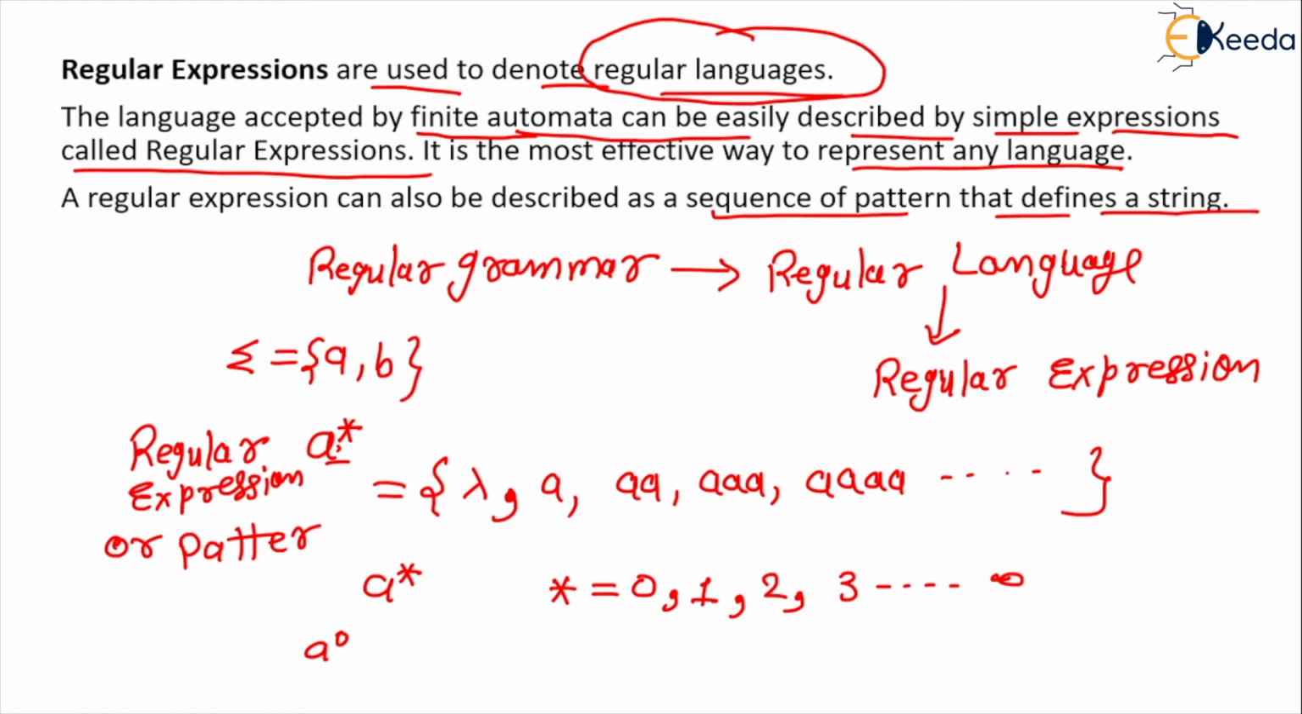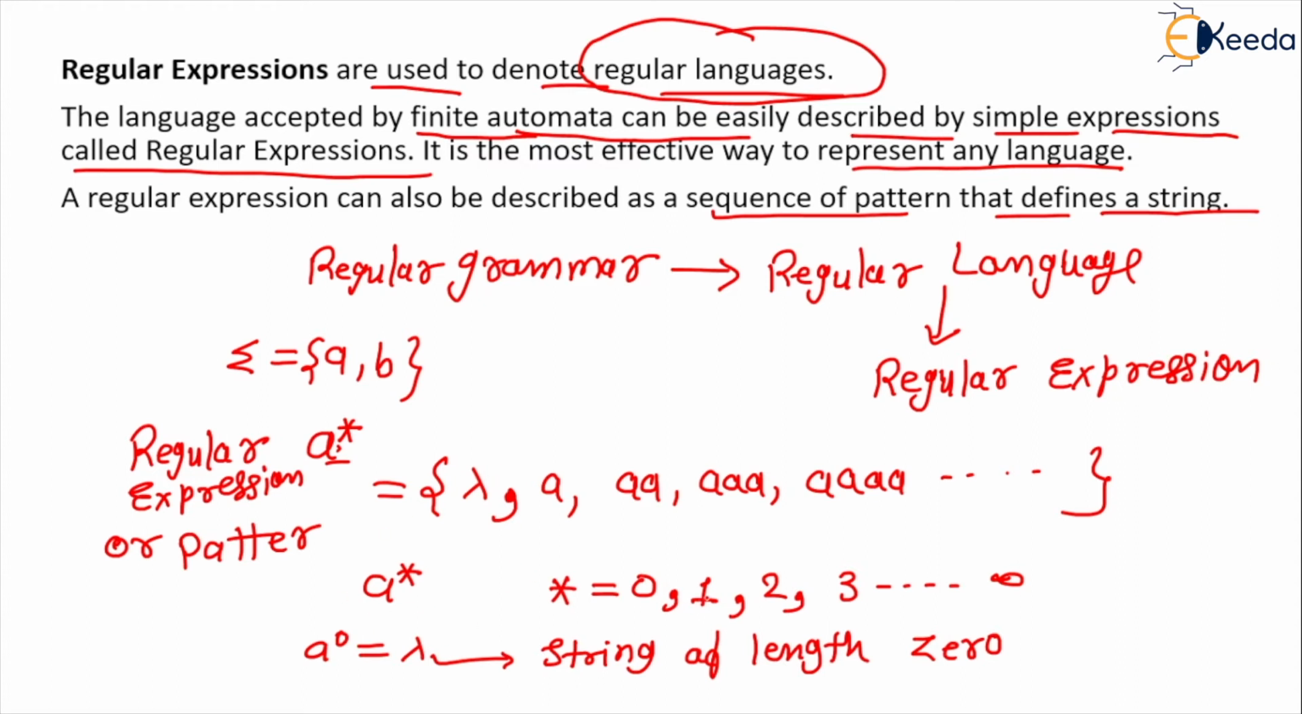But in theory of computation, if there is an input and there is a power 0 of that input, then that particular term is equivalent to null. So what is the meaning of null? A power 0 is equal to null. Null means the string of length 0. Got it? So A power 0 is equal to null.